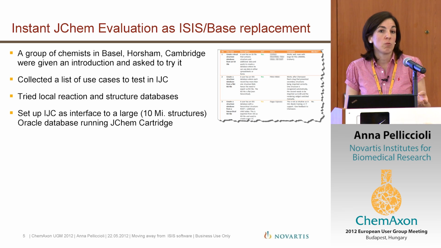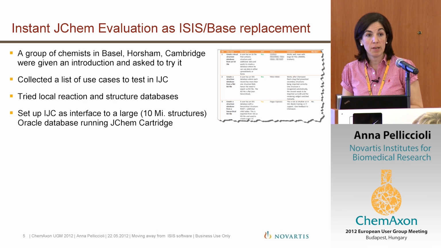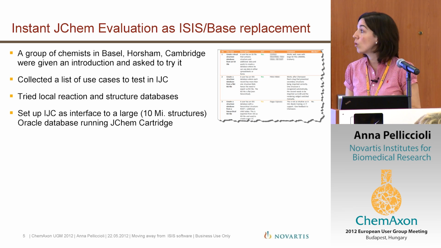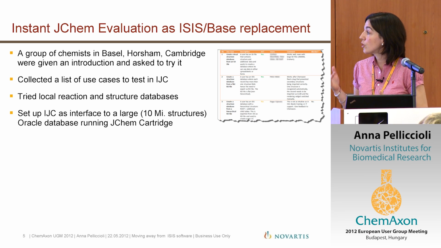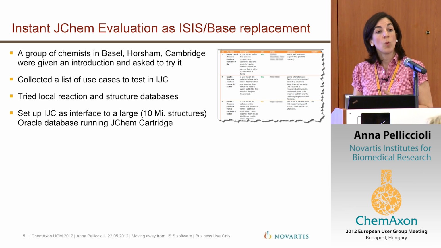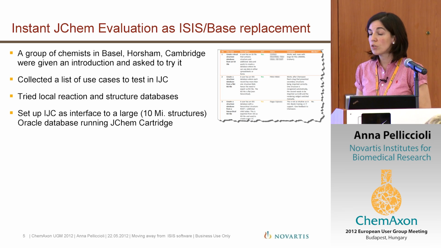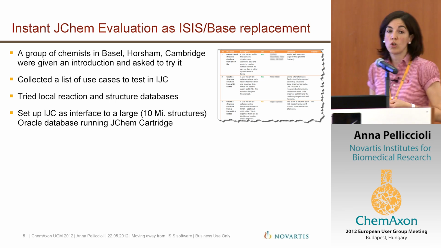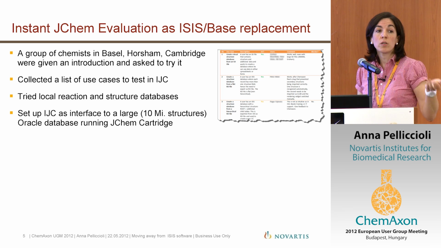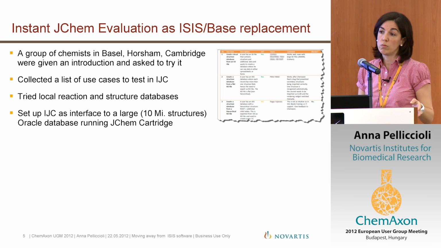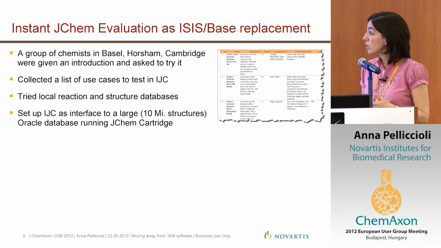While the scientists were mainly using this as a tool for local databases, we also wanted to test how well IJC works as an interface to Oracle databases. So as part of this evaluation, we also set up IJC to connect to a large 10 million structure database where we installed the JChem Cartridge to check that searching such a large database worked well too. This happened last year. We started at the beginning of June and went over the summer with this evaluation.